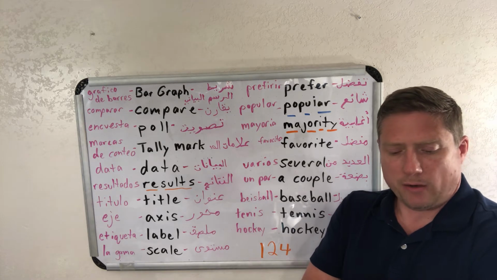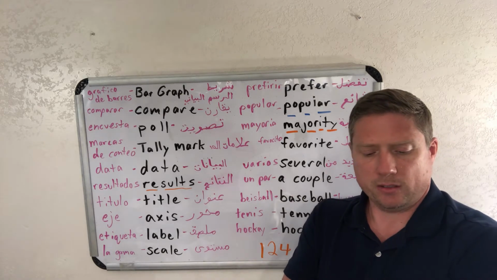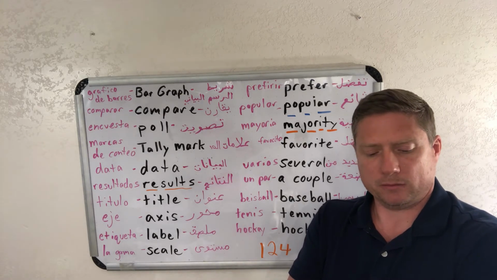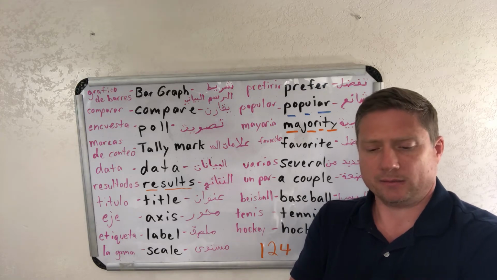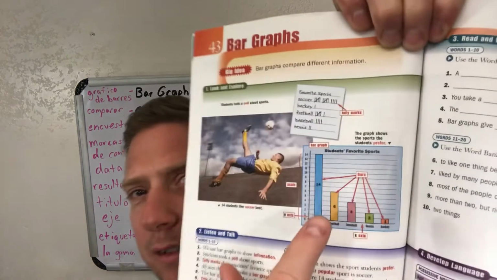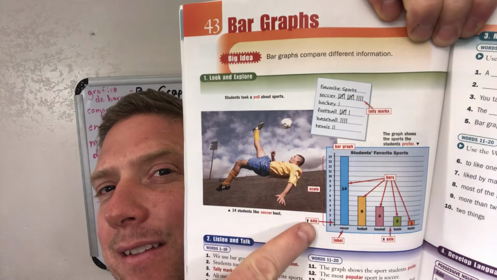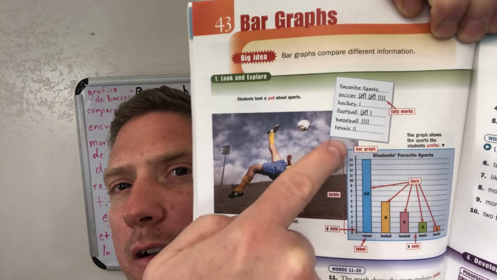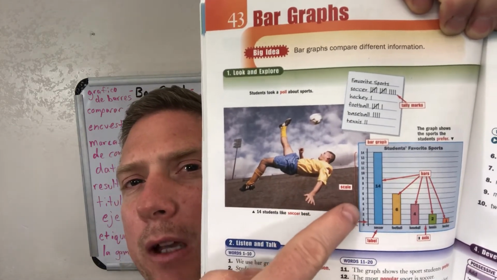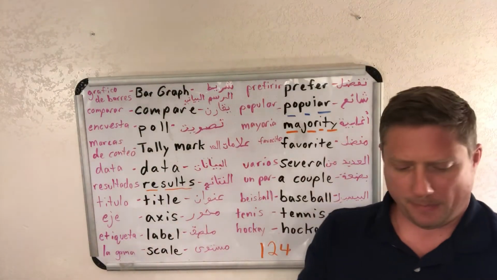Number 5, the bar graph shows the poll results. 6, title the bar graph. 7, the number of answers is on the y-axis. Right, so here is our graph. Here's the y-axis, and the number of answers are here. So the number, the result, is here. How many students chose them. Okay?